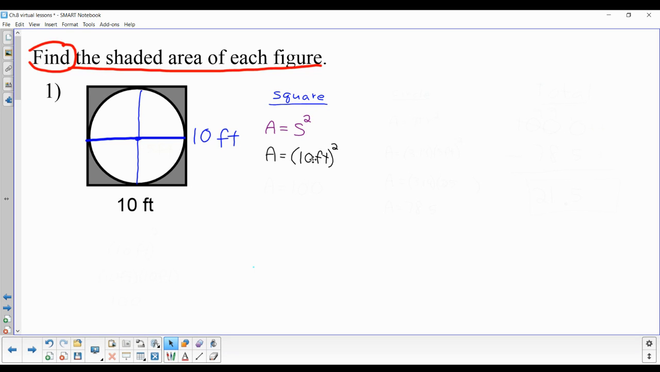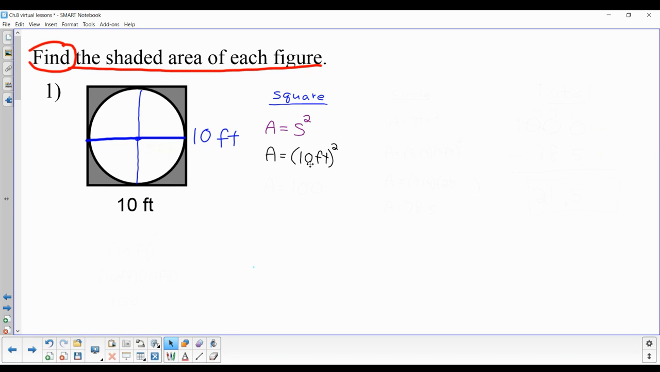Remember, whenever you plug a number in for a variable, that number should go in parentheses. So 10 feet goes in the parentheses, and since the squared was not being plugged in, it stays on the outside. And then we do the third step. We solve, in this case, using the order of operations. Order of operations says things in parentheses first, but there's nothing inside the parentheses to do.